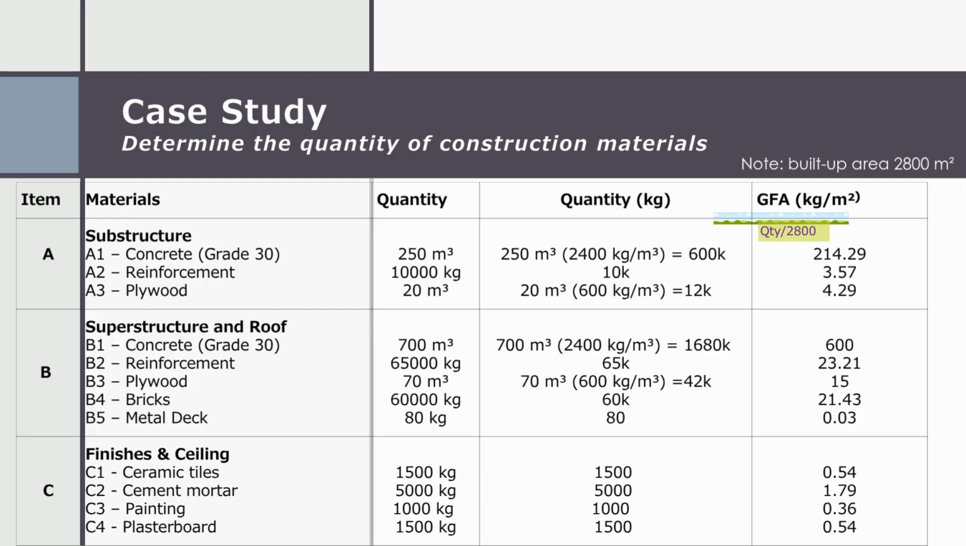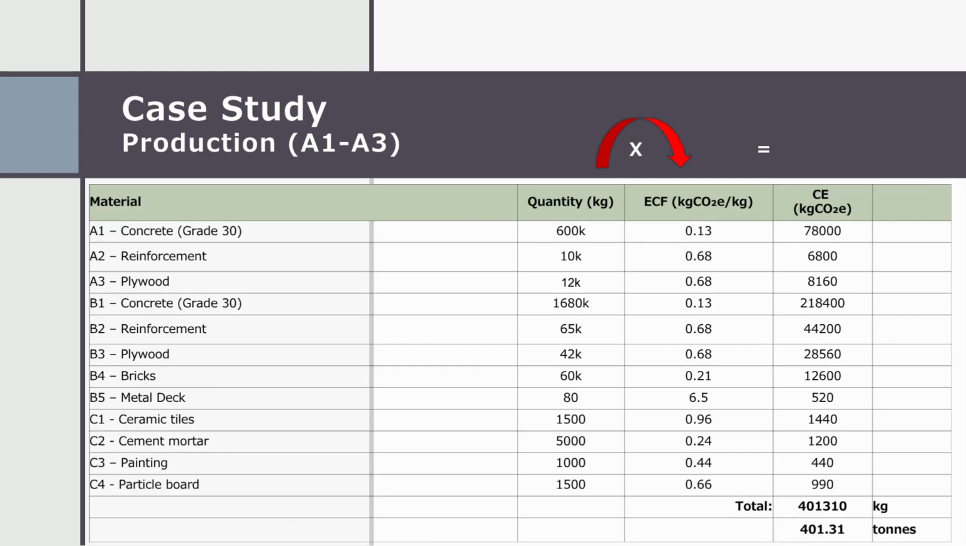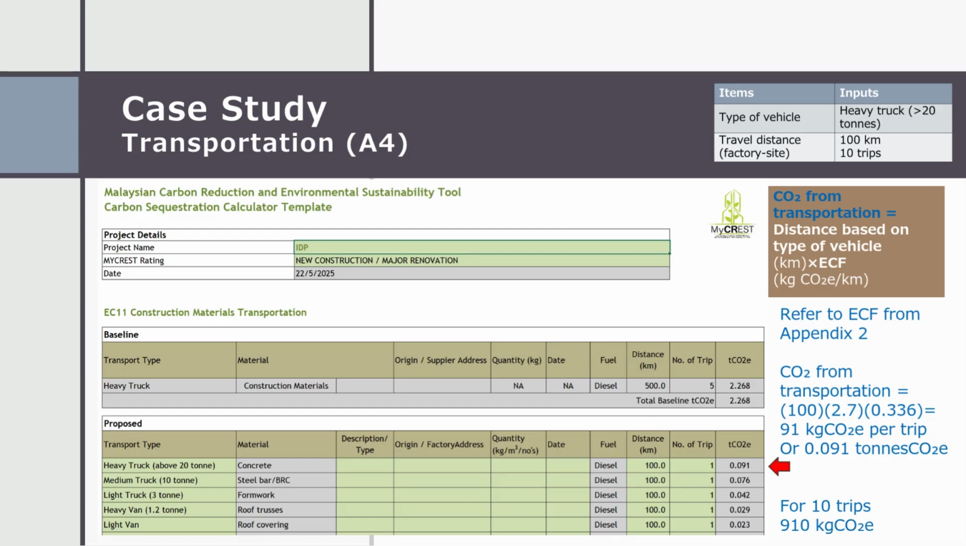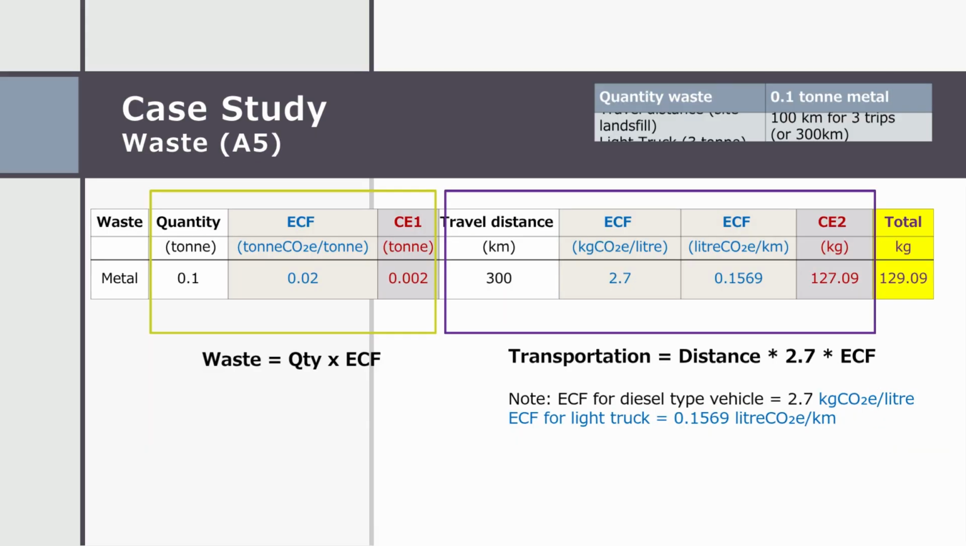To calculate the carbon emission for the case study production stage, first, list the material quantities such as concrete, reinforcement, plywood, bricks, metal decking, and finishes. Then, determine the ECF for each material. This is followed by multiplying each material's quantity by its ECF. Lastly, sum all emissions for total embodied carbon. And the detailed calculation for transportation. Machinery. And waste.